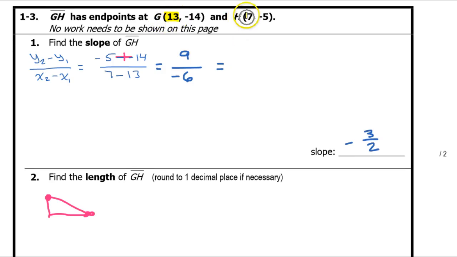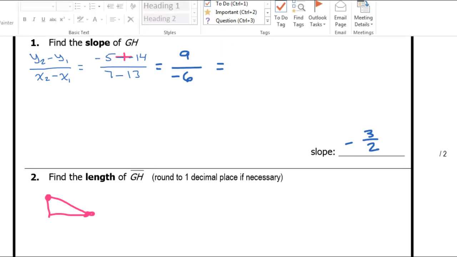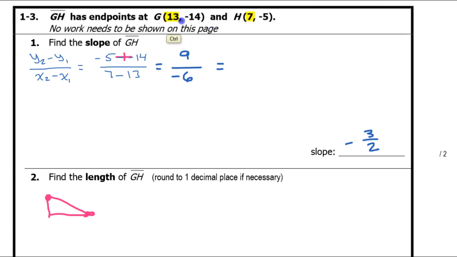Now look at the x values of your segment. I've got 13 and I've got 7. How far apart are those? 13 and 7, those are 6 apart. They're 6 away from each other. So that tells me that the horizontal portion is going to be 6.